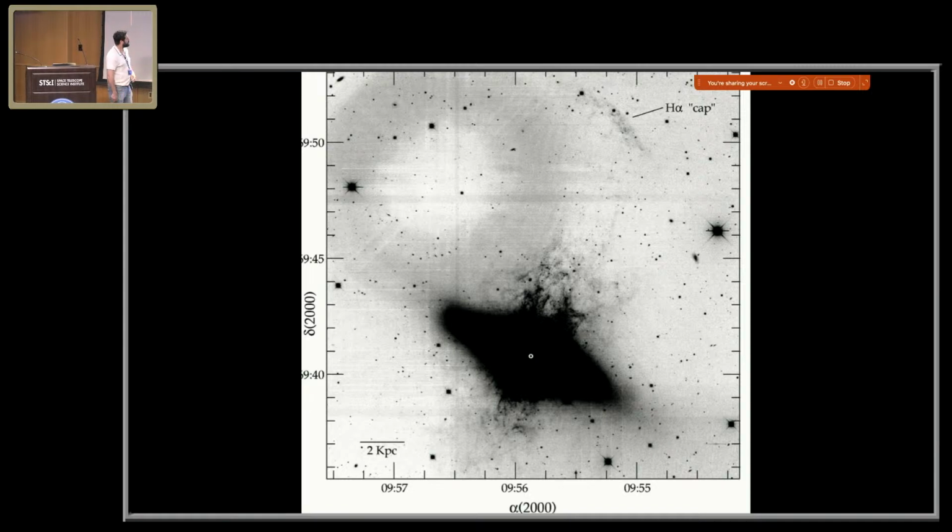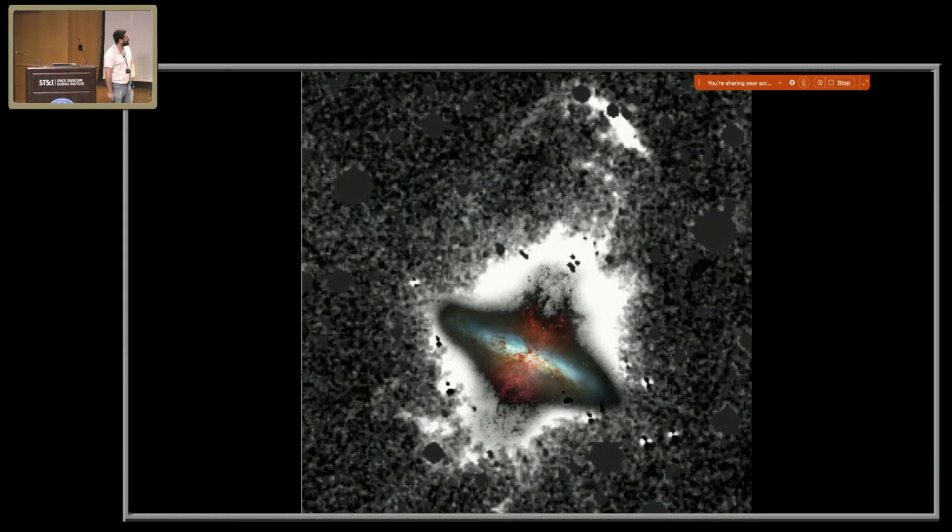Here is the Dragonfly image overlaid. So you can see we detect this diffuse component of H alpha to very large radii off of the disk. We get the cap very easily, and also some new structures that hadn't been seen before.